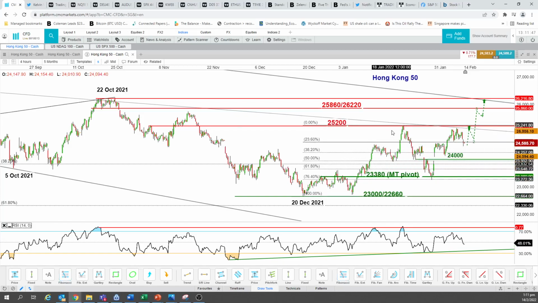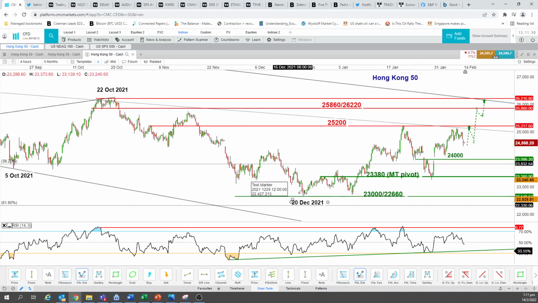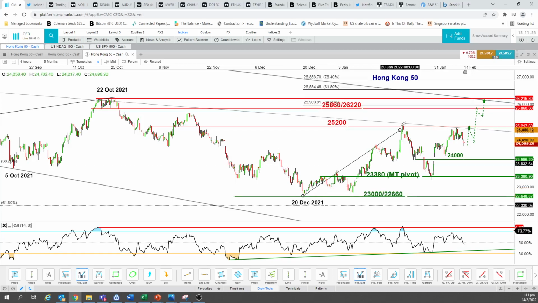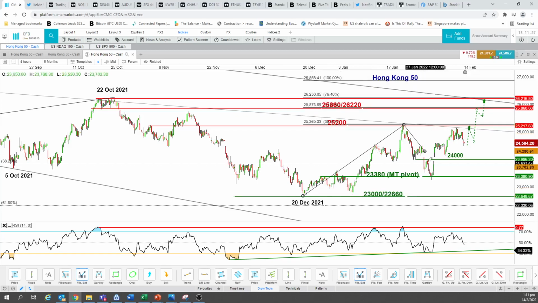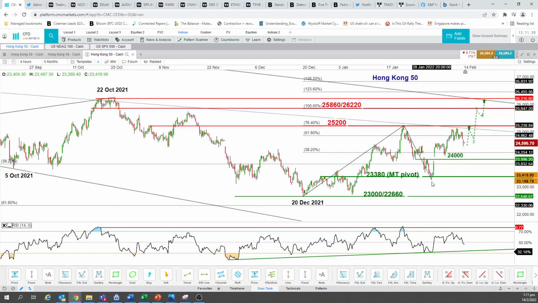Oops, sorry, let me do it again. Okay, project to the high, project to the low. Okay, it's close to one time Fibo expansion level. Okay, so as long as 23,380 holds, we are still expecting it to shape a push up towards this resistance zone, as mentioned earlier.